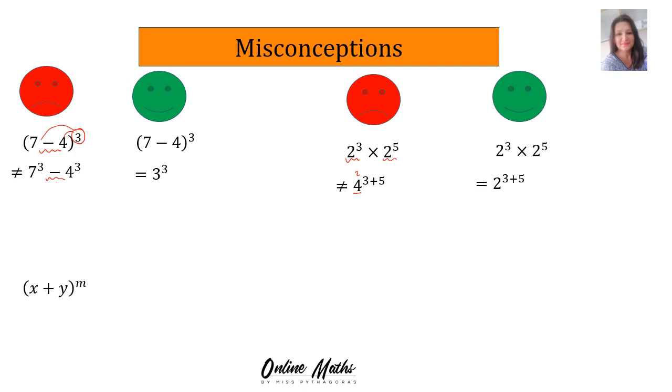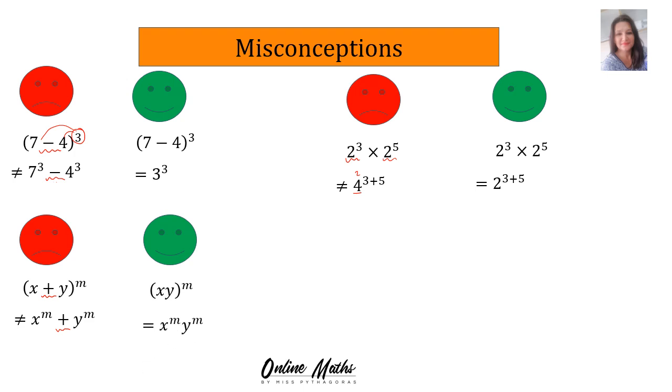When I give you x plus y to the m, it is definitely not x to the m plus y to the m. The reason is because of this plus. If the sum was x times y to the m, yes, then you can say it's x to the m, y to the m. If I give you 2 squared plus 2 cubed, it's definitely not 2 to the 2 plus 3. The reason you can't say that is because this is a plus. If this was a multiplication, yes.